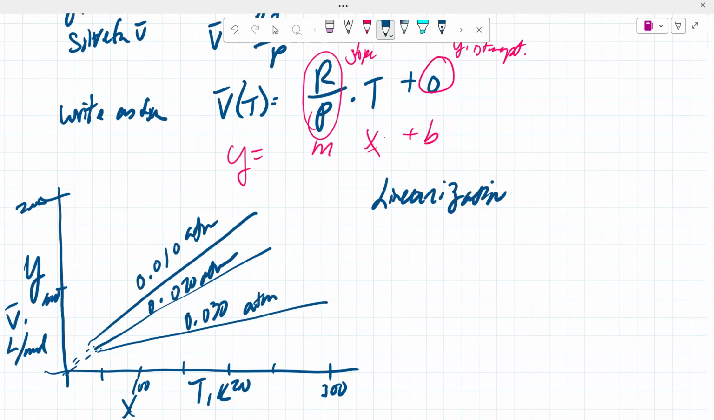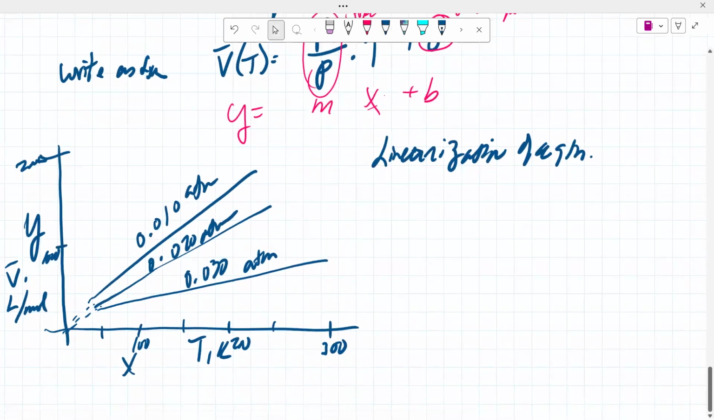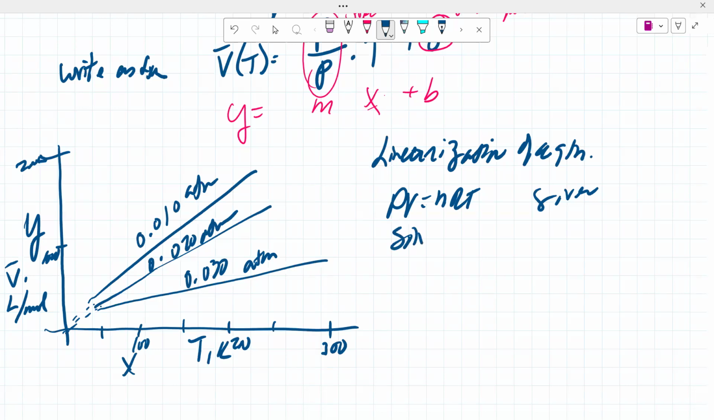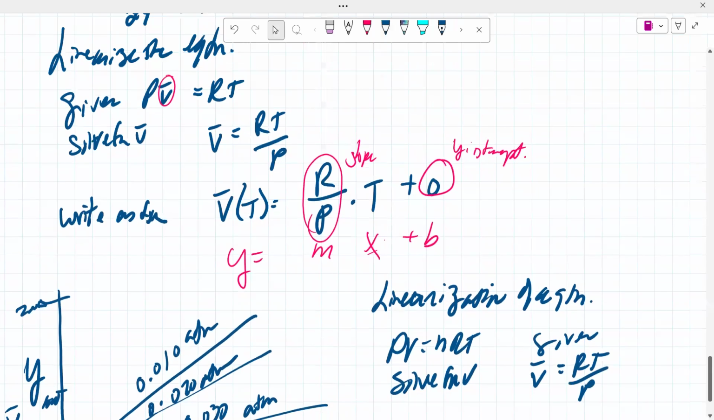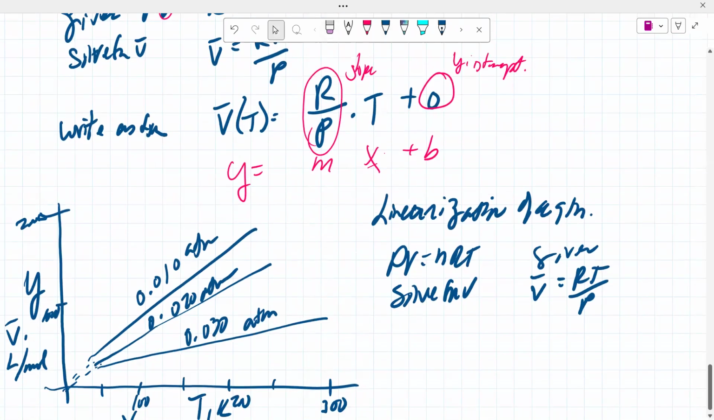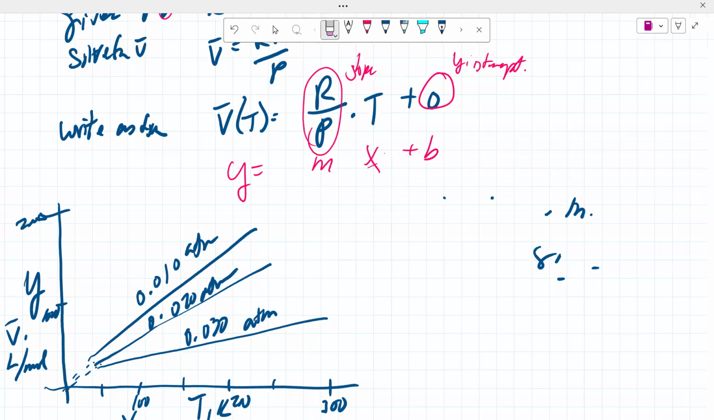Here's how we linearize an equation. V equals nRT. It's given, solve for V. V is a function of T. Oh wait, I already used this. All right, great. I already linearized the equation. Sorry. Already did it.